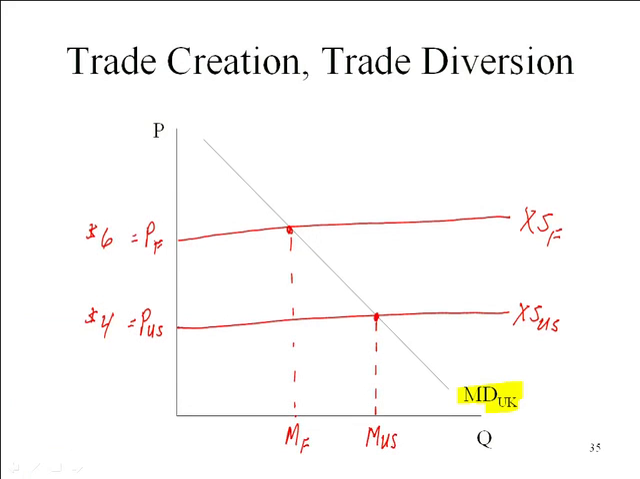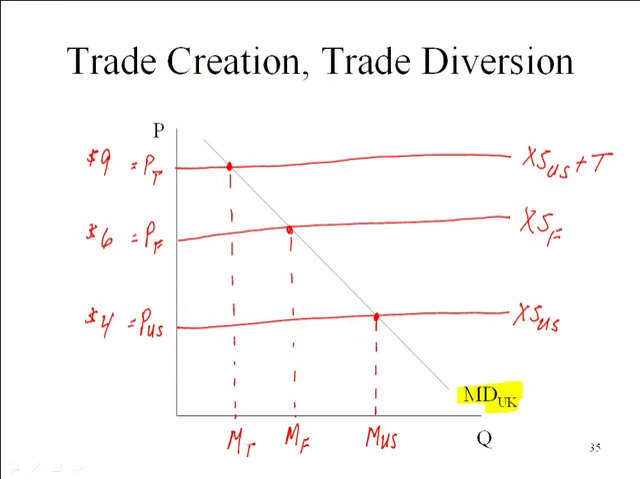So the tariff-ridden price will end up being $9, the $4 US price plus the $5 tariff. So this is the export supply curve for the US plus the tariff. And notice that with the tariff in place, the UK imports only MT. Okay. So this is where we want to start our analysis and think, now, okay, we've got this situation.